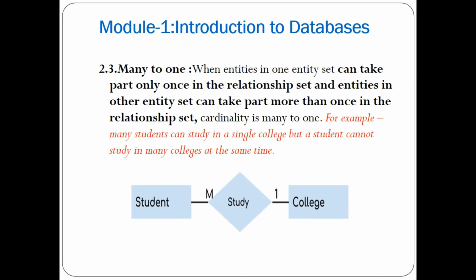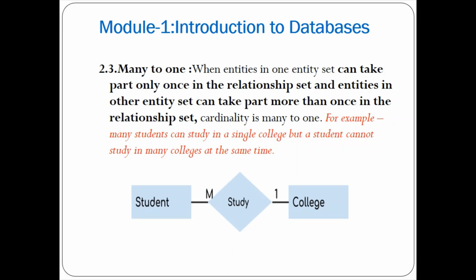The next type of cardinality ratio is many to one. Many to one defines when entities in one entity set can take part only once in the relationship set, and entities in another entity set can take part more than once in the relationship set. We call it a many to one cardinality ratio.